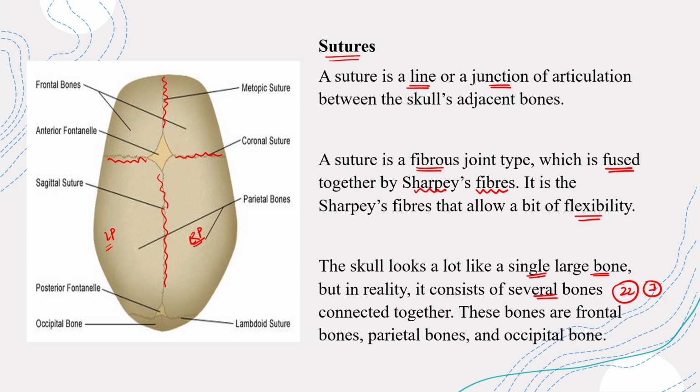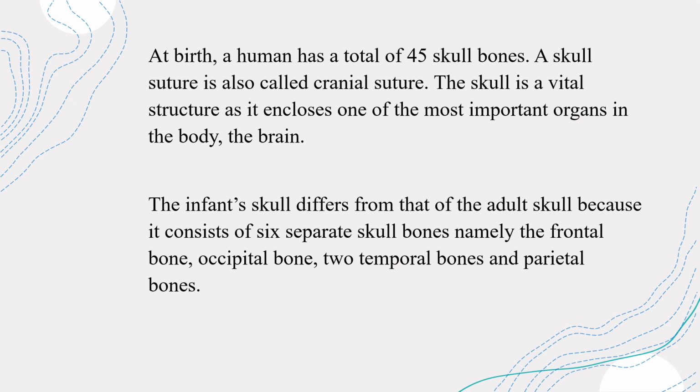These bones connect together to make the skull. The bones are the frontal bone, parietal bones, and occipital bone, and all these bones we have studied in the previous lecture. If you haven't seen that lecture, please go to the playlist and check that video out so that you can get more familiar with the frontal bone, parietal bone, and occipital bone. So these are the skull bones. These are the cranial bones.